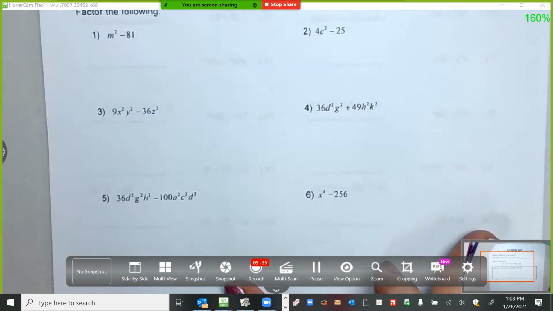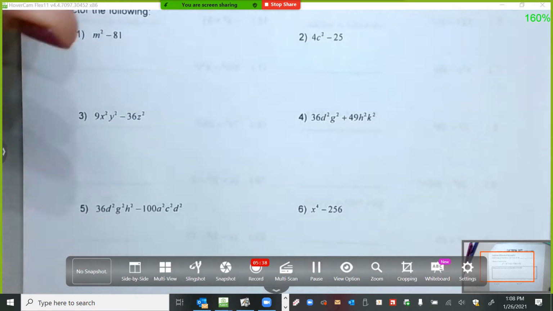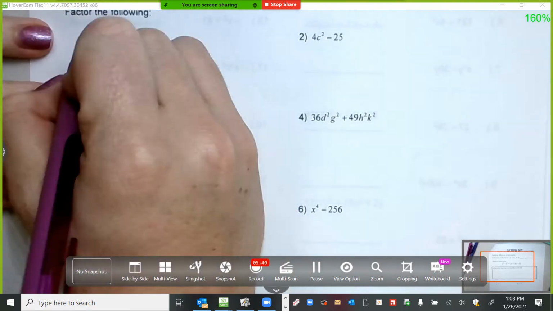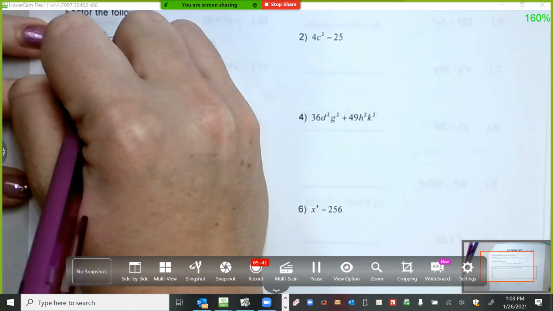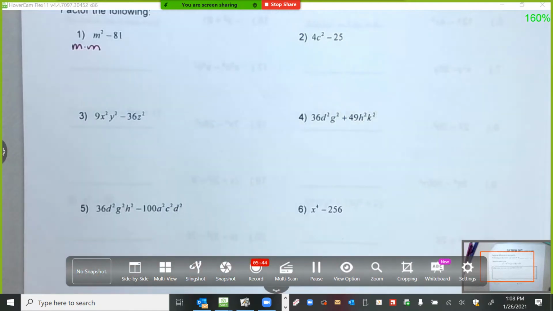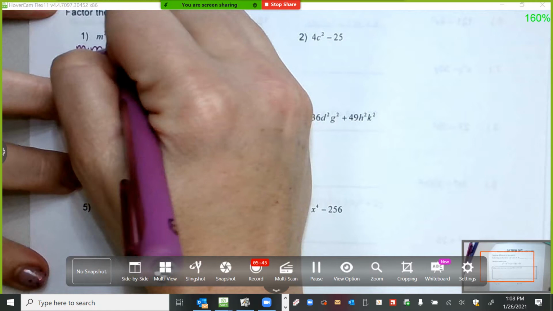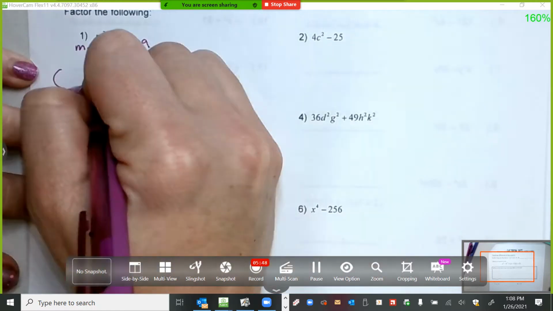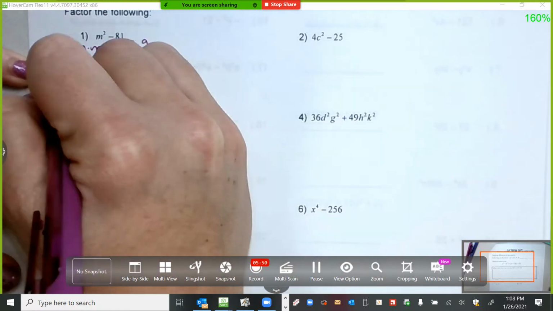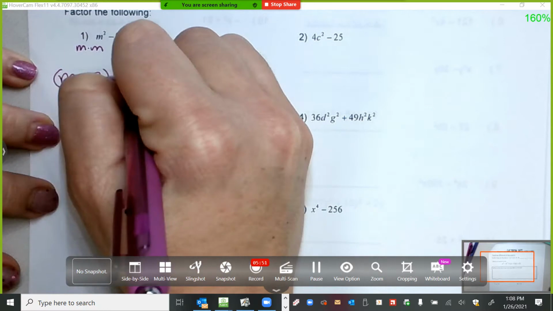So what times what gives you m squared? And what times what gives you negative 81? Negative 9 and positive 9. So your answer is m minus 9, m plus 9.